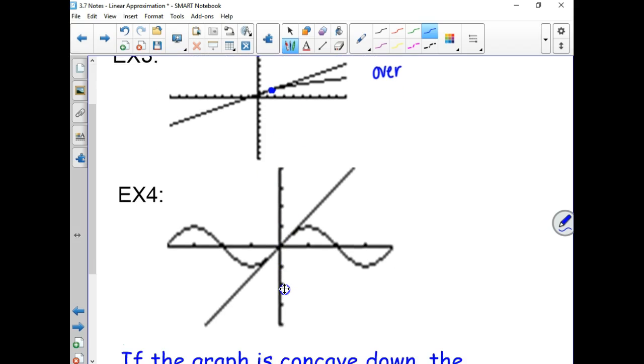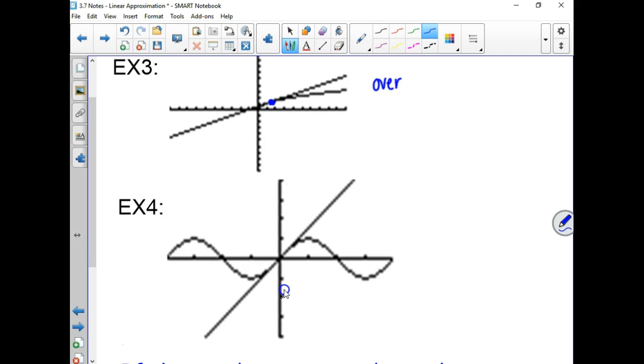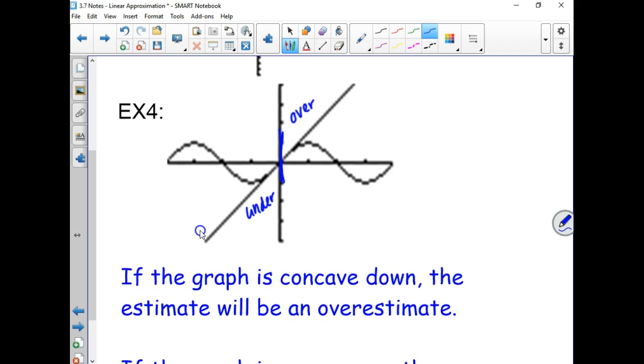Example 4 is, let's split it right here. If I'm over to the right side, it's an overestimate. If I'm over to the left side, what would it be? An underestimate. So, if the graph is concave down, the estimate will be an overestimate. Because when you have something that's concave down, the tangent line has to be above that graph.